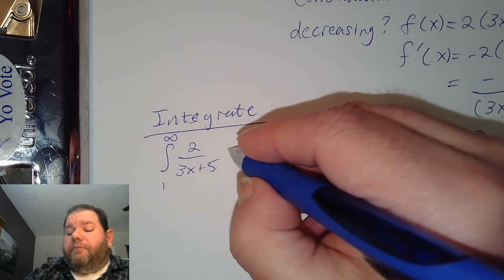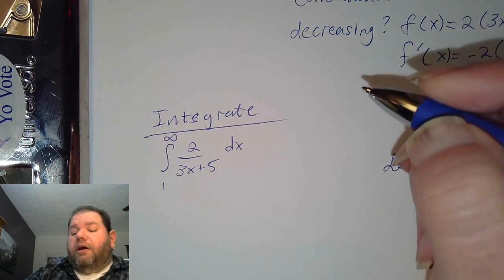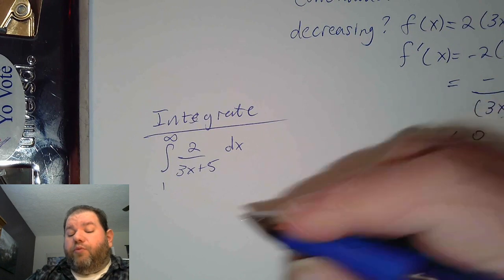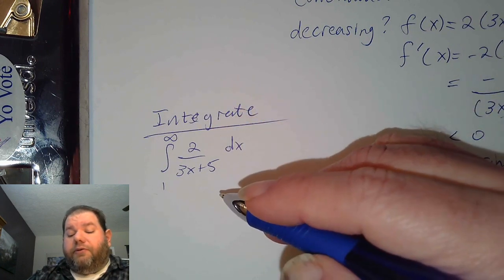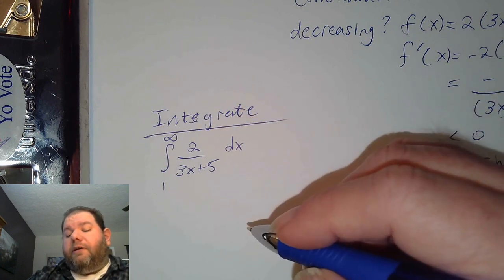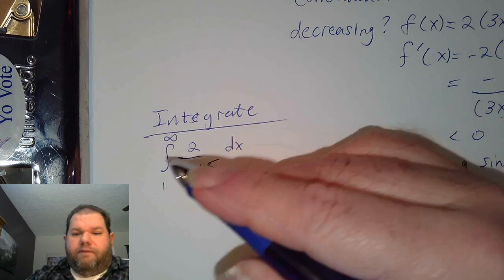Anyway, so back to our problem here. Integral from 1 to infinity of 2 over 3x plus 5 dx. Now, the 2 on top, we can factor that out.